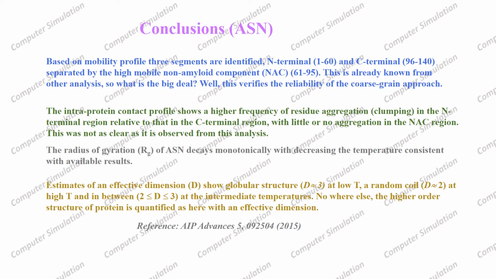3. The radius of gyration of alpha-synuclein decays monotonically with decreasing temperature, consistent with available results. 4. Estimates of an effective dimension, D, show globular structure at low temperature with D about 3, a random coil at high temperature with D about 2, and in between 2 and 3 at the intermediate temperatures. Nowhere else are the higher order structures of proteins quantified as here with an effective dimension.